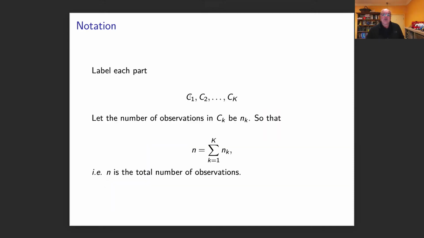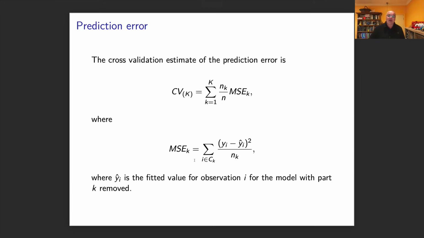So let's assume that we've got k parts, which we'll label C1 to Ck. I'm going to let the number of observations be nk, and we'd like that to be about the same each time if we can. So altogether, our total number of observations is we just add up these parts. And then I can calculate my mean square error for the kth part, which is the difference between my observed value and my model, where the model has been fitted using all the data except for that kth part. And I'm actually looking at how it does on this. So this is going to be the test data.